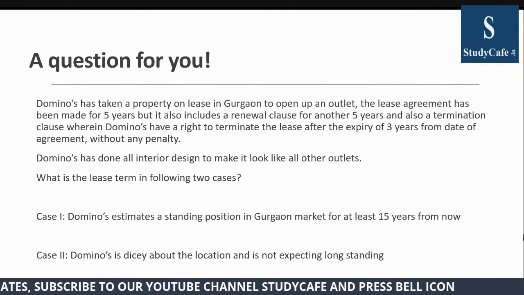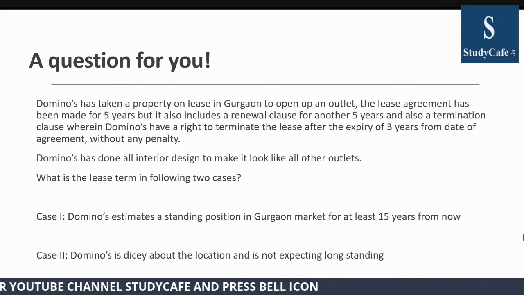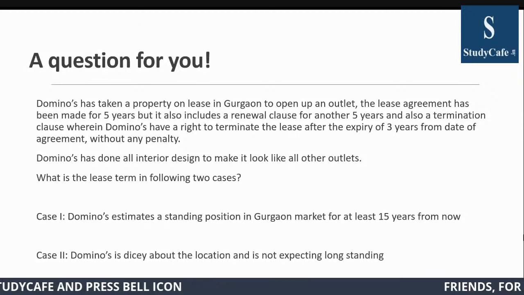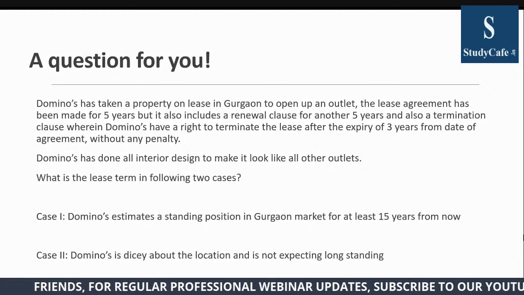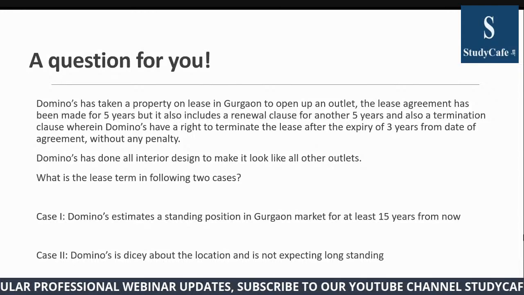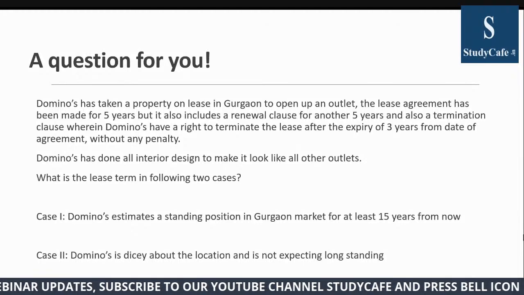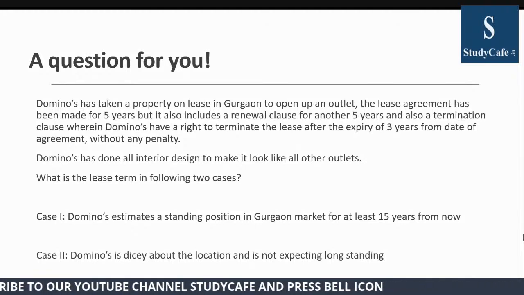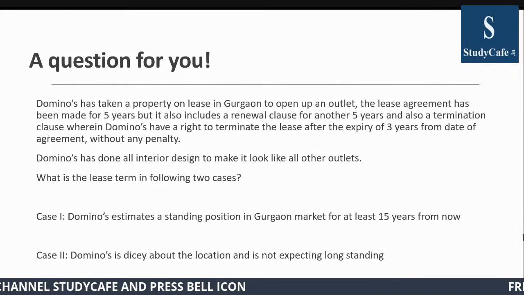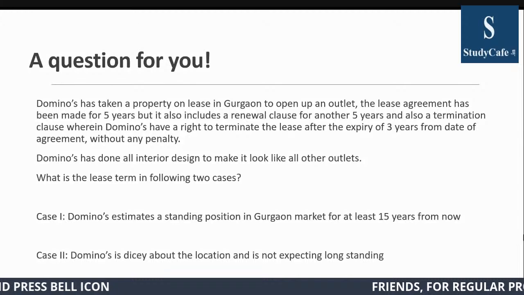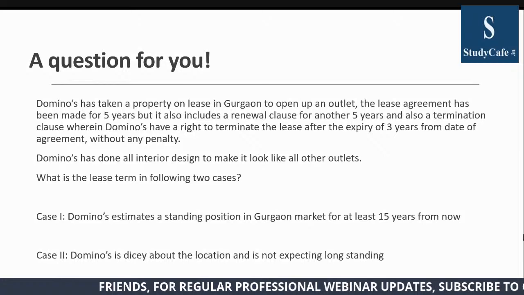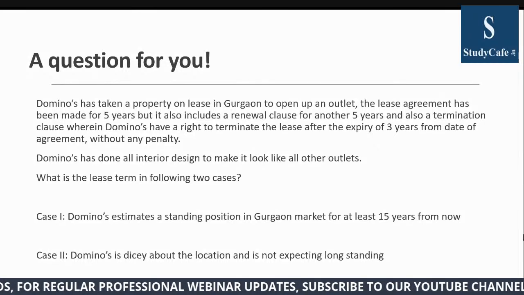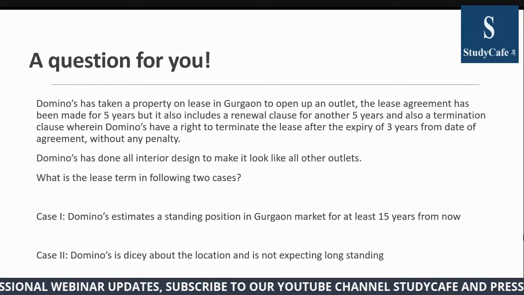So in case one, the answer is the lease term will be 10 years. Now, why is it so? Because when the lessee has a renewal clause and a termination option, the lessee is required to assess whether it is going to exercise these two particular options or not. Since Domino's estimates their position in the market, that they will be there in the market for at least 15 years from now, they do not see any such situation where they need to close their outlet and go.